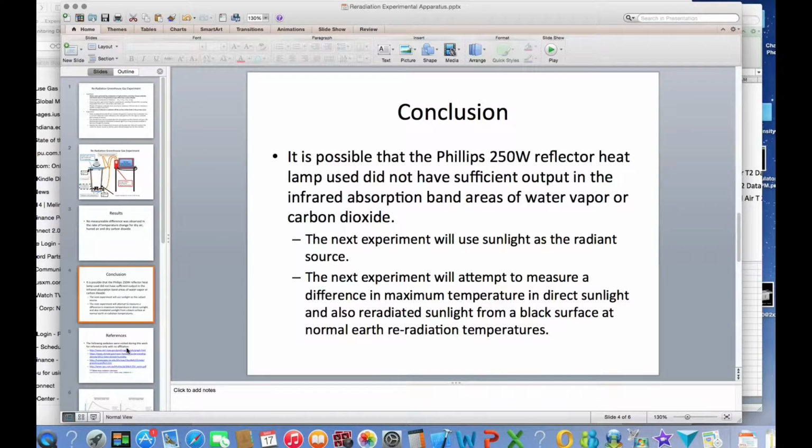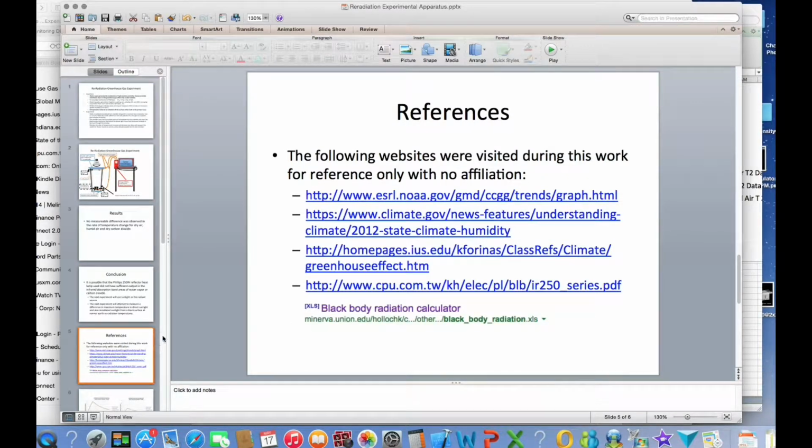So again, these were my references. They're worth looking at, good information. I'm not in any way affiliated with any of this. And so what we'll do now is I'll show you a few videos of the actual experimental setup, and then we'll go on to the next attempt to demonstrate this.